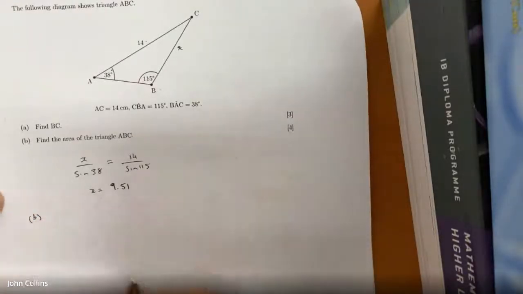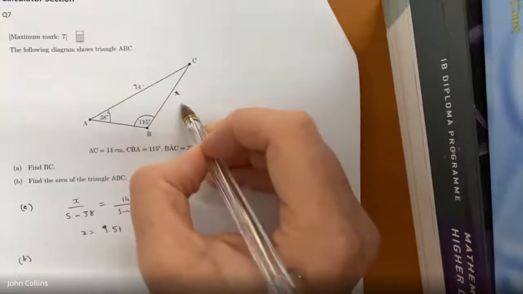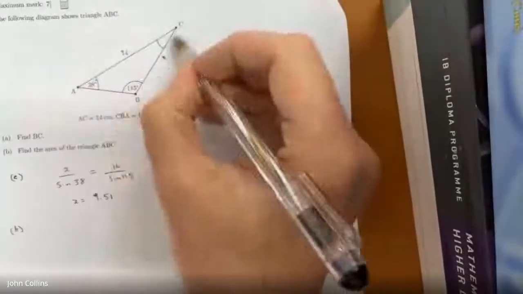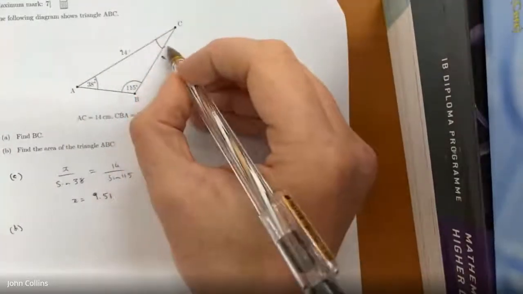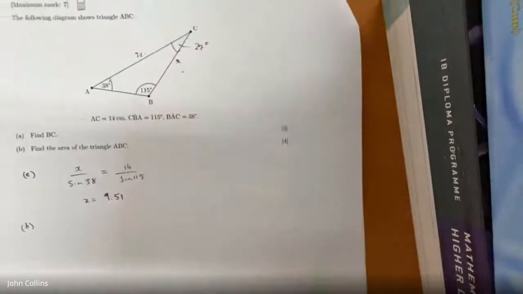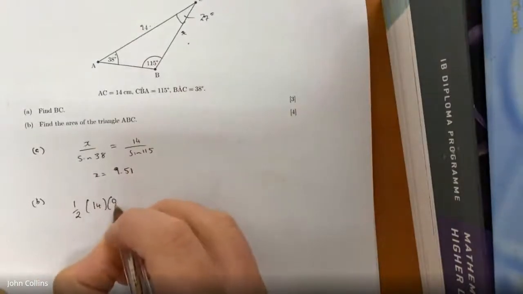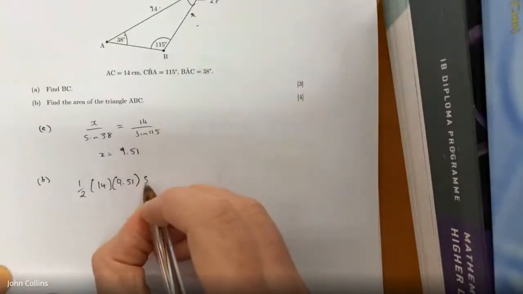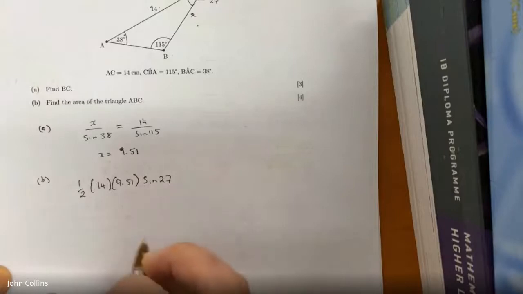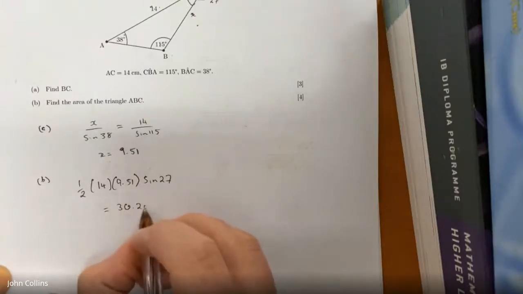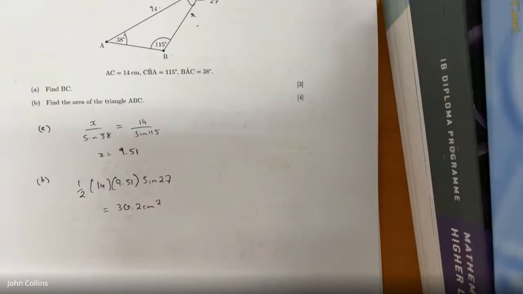For part B then, the area of the triangle. Because you have these two sides, you're going to need this angle if you want to do a half AB sine C. So you need the angle in between. I think that angle up there is 27 when you do some subtraction. Then you would do a half times 14 times 9.51, which you just found, times sine 27. So that's a half AB sine C. Work that out, you get 30.2 centimeters squared to 3 significant figures.